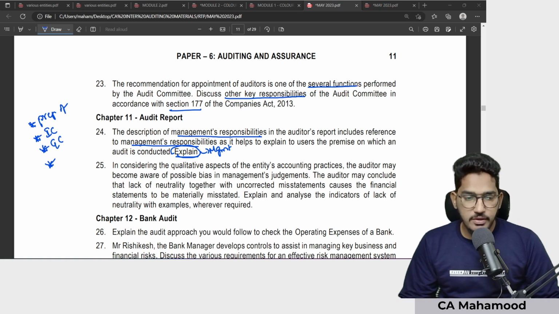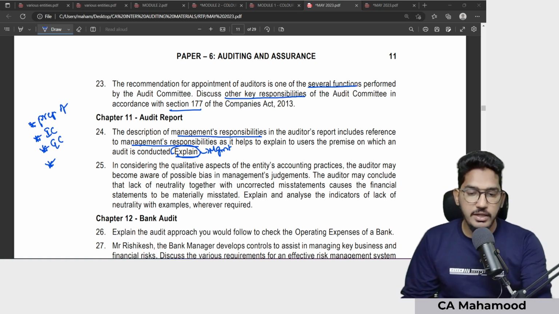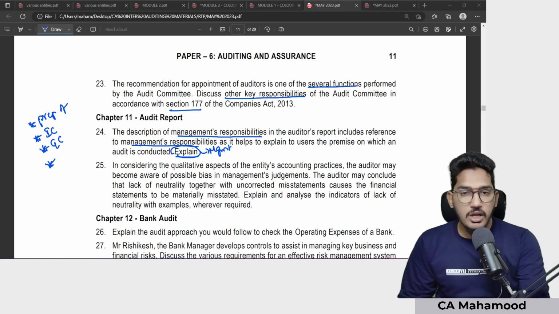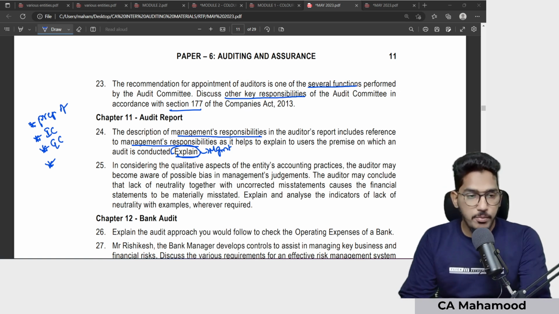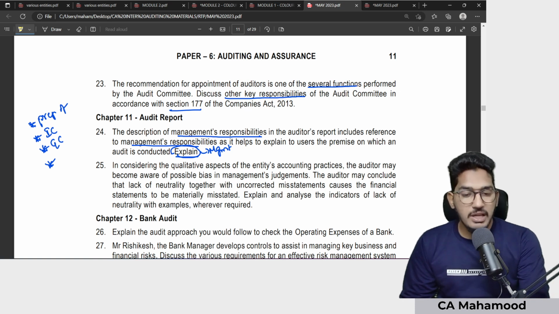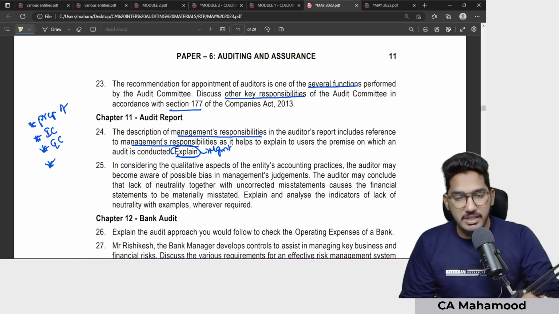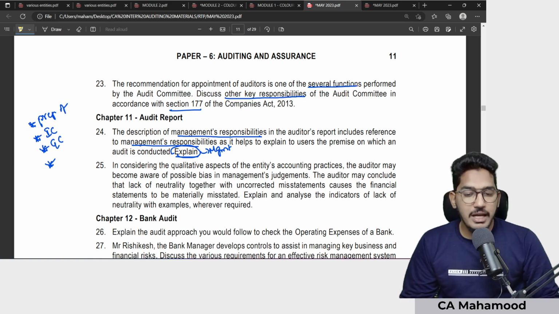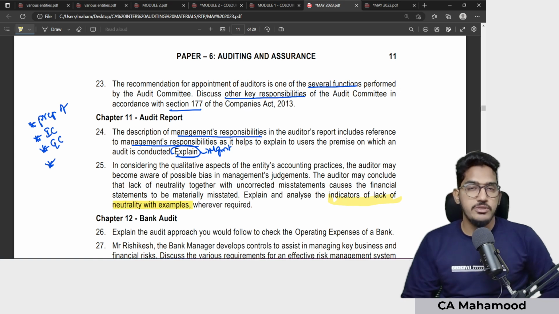Question number 25. In considering the qualitative aspects of entities' accounting practices, the auditor may become aware of possible bias in the management judgments. The auditor may conclude that lack of neutrality together with uncorrected misstatements causes the financial statements to be materially misstated. Explain and analyze indicators of lack of neutrality with examples.